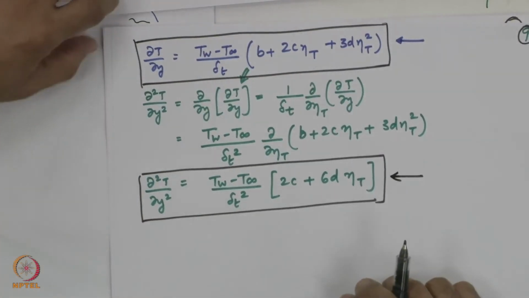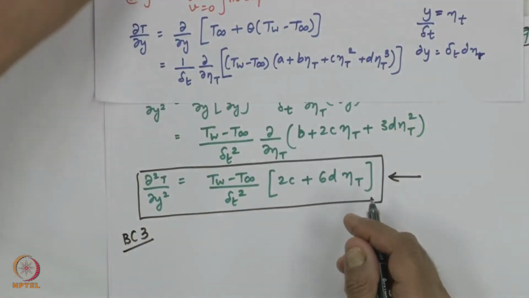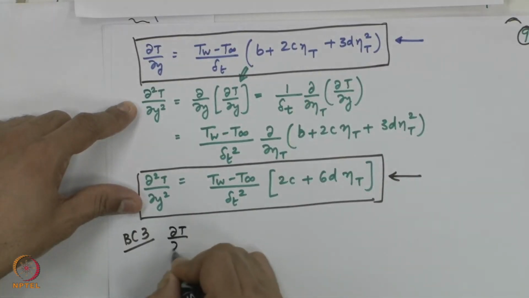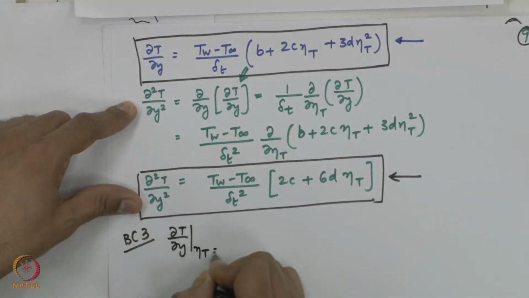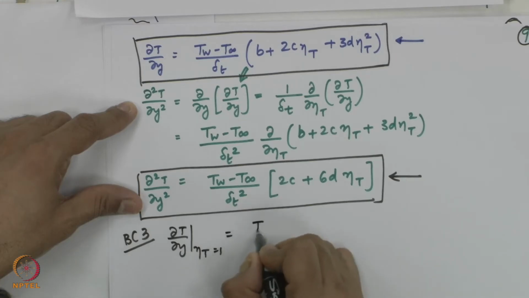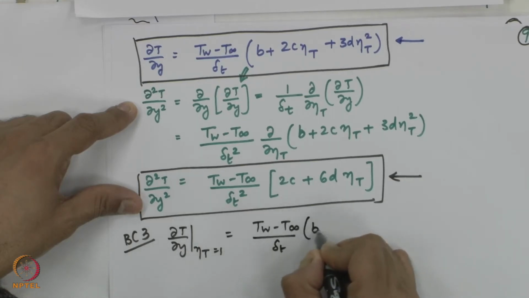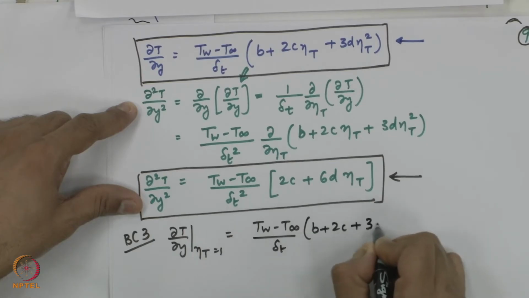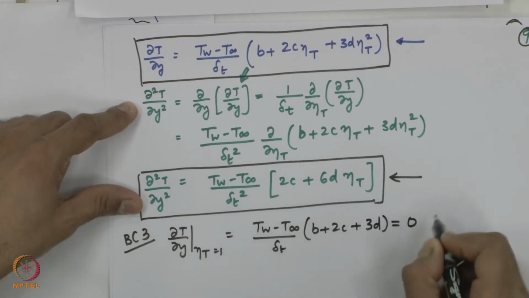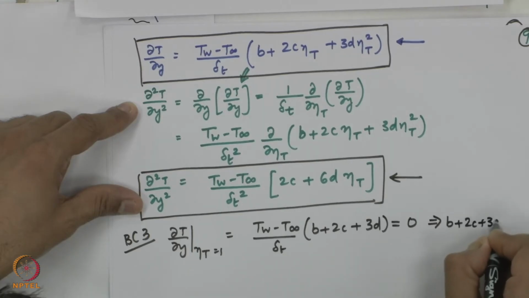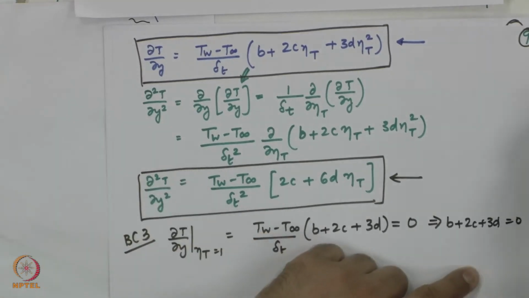So, I use the third boundary condition. So, BC3 is dT by dy at eta t equal to 1. Substitute: dT by dy at eta t equal to 1 is nothing but T wall minus T infinity by delta t times b plus 2c plus 3d equal to 0, which means b plus 2c plus 3d equal to 0.